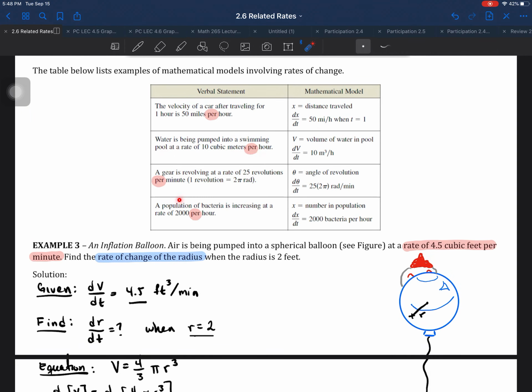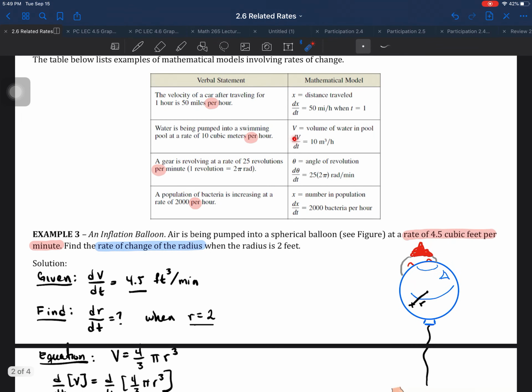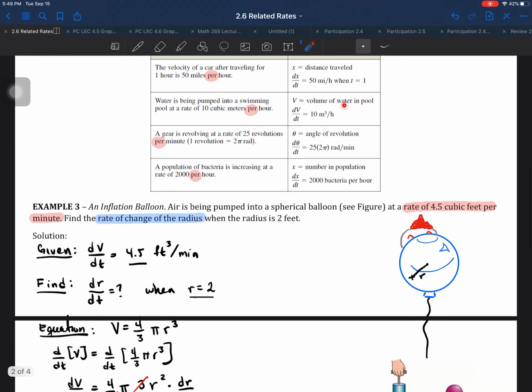If you guys notice, that's going to be consistent in every problem. Water is being pumped into a swimming pool at a rate, that gives you the word rate there, of 10 cubic meters per hour. Because we're dealing with cubic meters, that means it's the volume, and therefore we have the volume changing over time, 10 cubic meters per hour, where V is the volume.